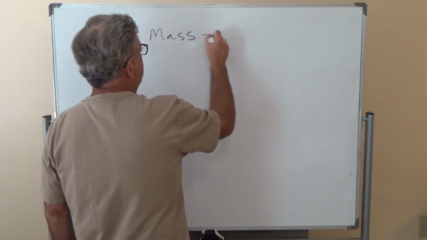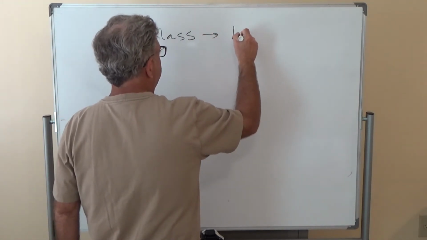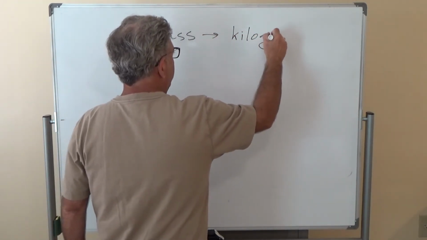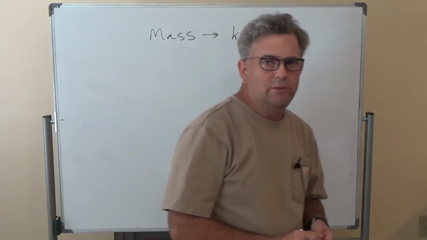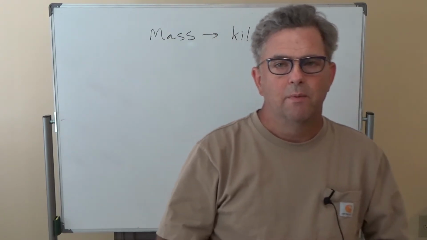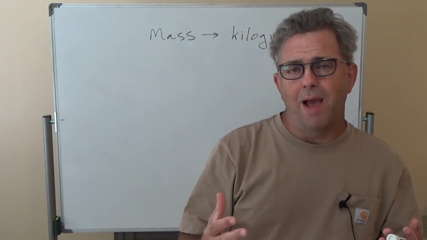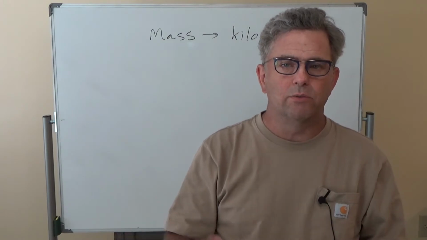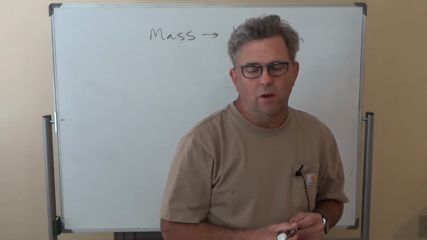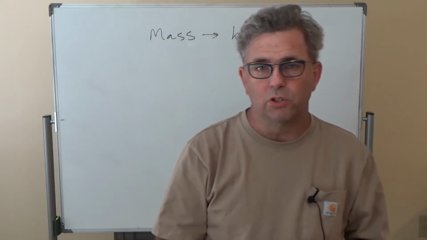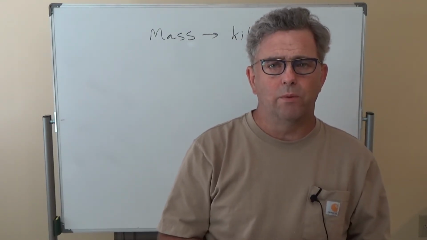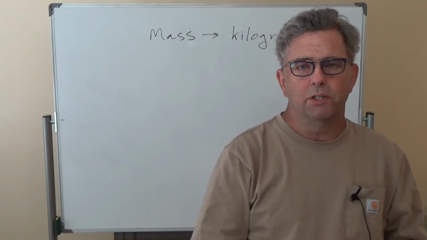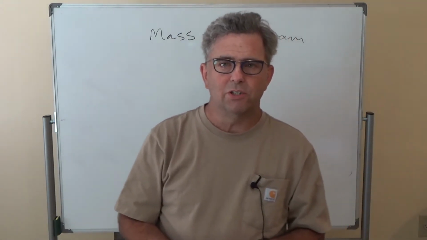All right, so mass is measured in kilograms. That's the standard unit of mass. A kilogram is 1,000 grams. A kilogram is about 2.2 pounds. We're still on the English system, which is bizarre. I think there are only 2 countries in the world that still use the old British system of pounds and inches and all that.